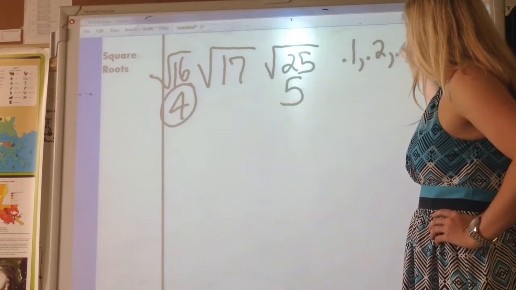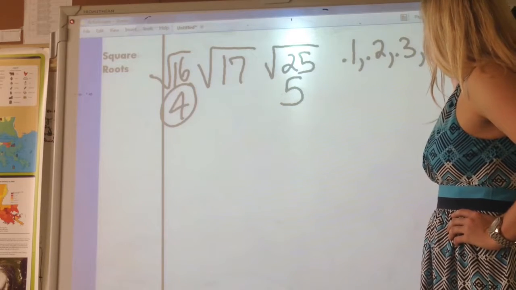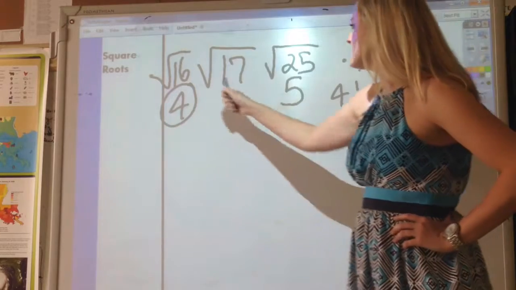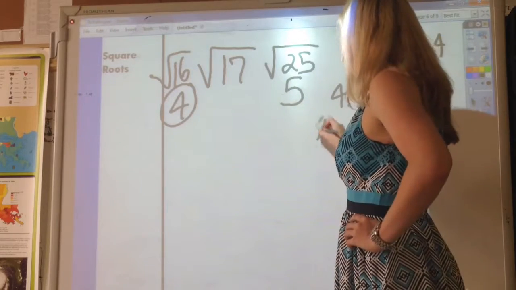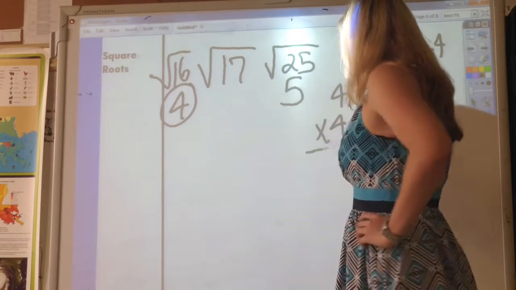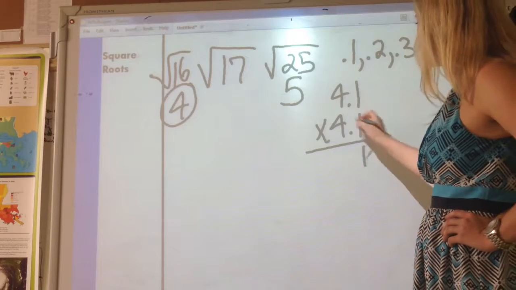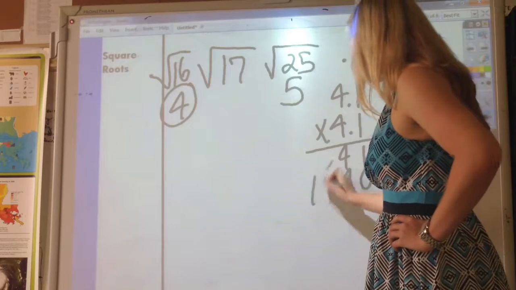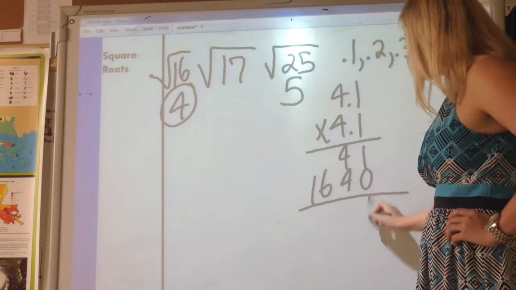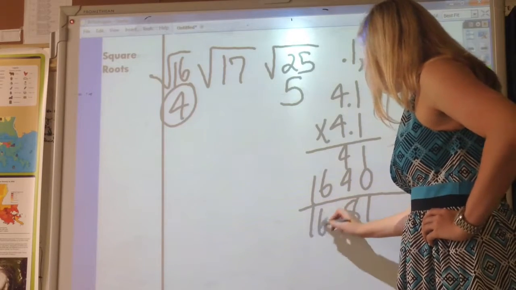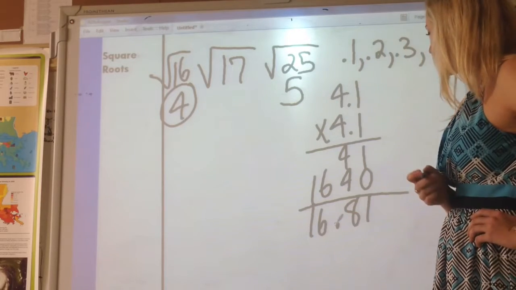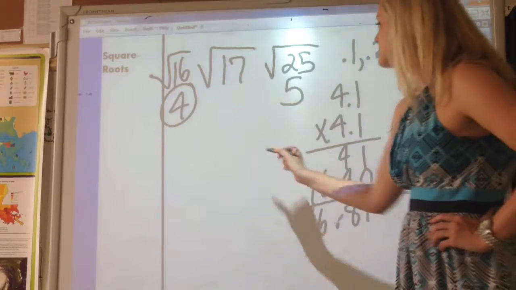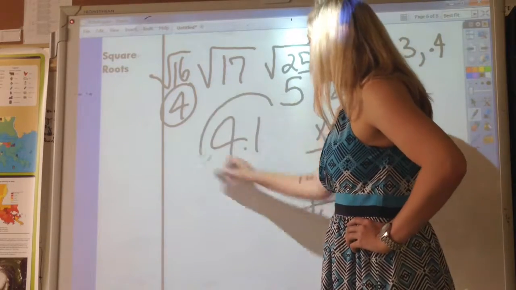And you'll remember, if it's closer to the smaller integer, my decimals are going to be either 0.1, 0.2, 0.3, or 0.4. I'm going to go ahead and try 4.1 because I know that 17 is pretty close to 16, and we want to get as close as possible. All right, 1 times 1 is 1, 4, 0 placeholder, 4, and then 16. Add my numbers, 16.81. That is pretty close to 17. I can go ahead and say that 4.1 is a good estimate.